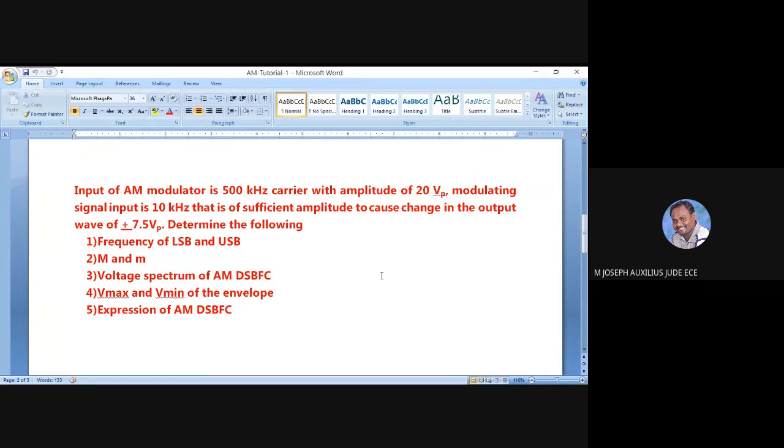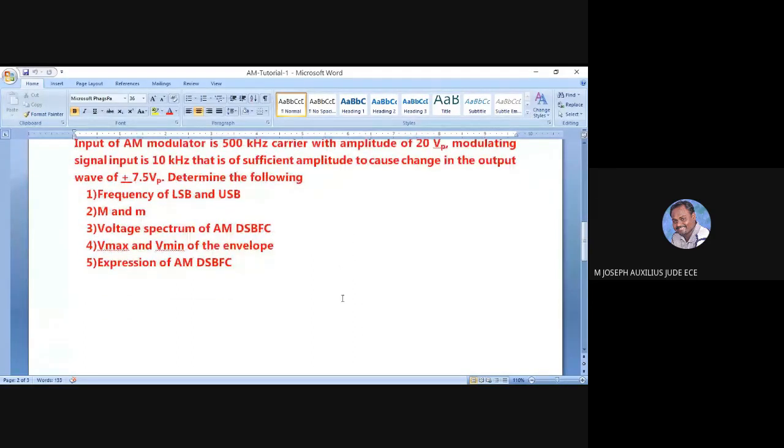That is our problem, okay, right? Now in your derivation part, first one is that you are asked to find out the frequency of the LSB and USB, okay, right? Now you go to equation number probably 11.